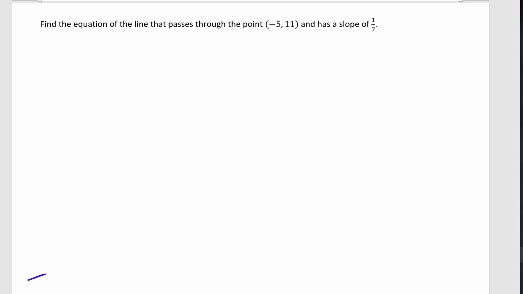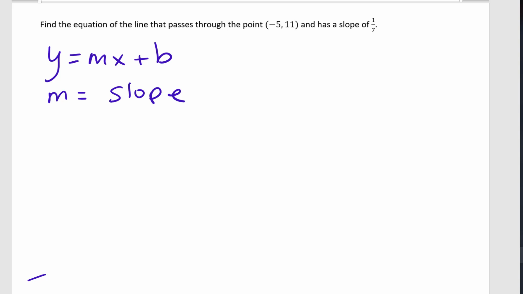Okay, this is lesson 107. Find the equation of the line that passes through the point negative 5, 11 and has a slope of 1/7. All right, so remember that the main equation we use whenever we're finding the equation of a line, we always start with y equals mx plus b, where m is the slope of the line and b is the y-intercept.